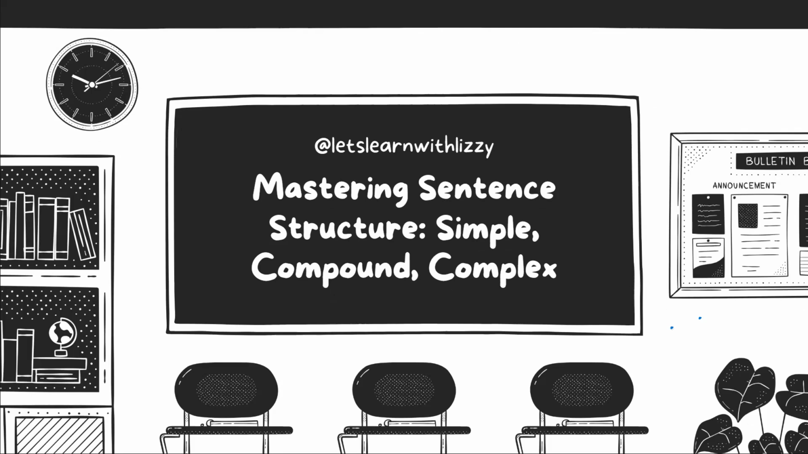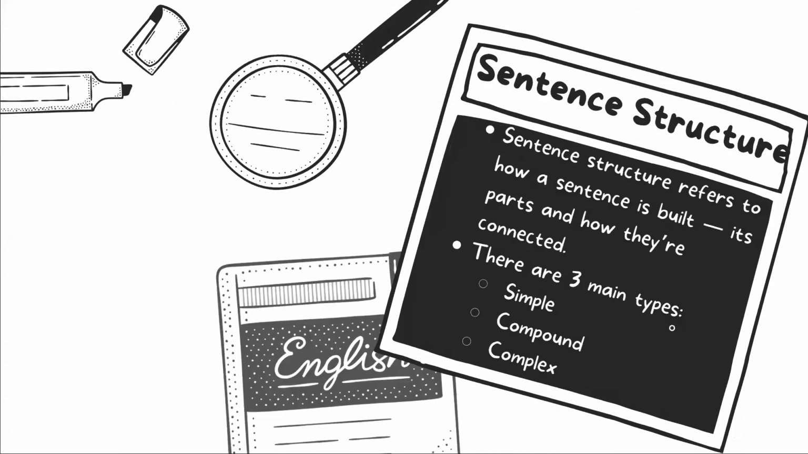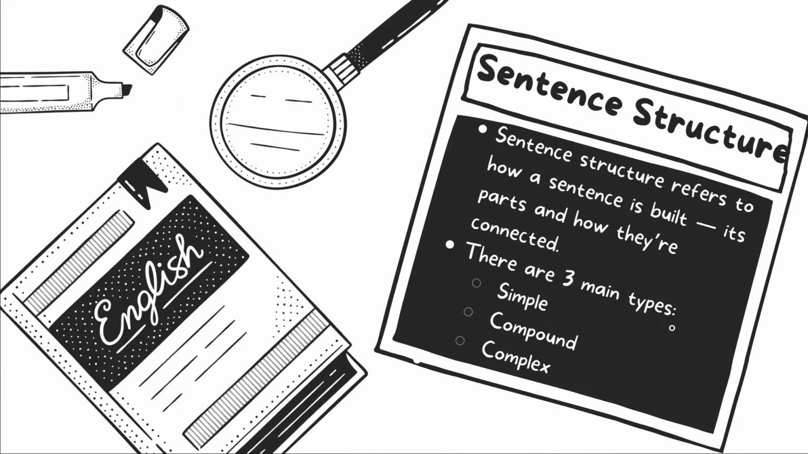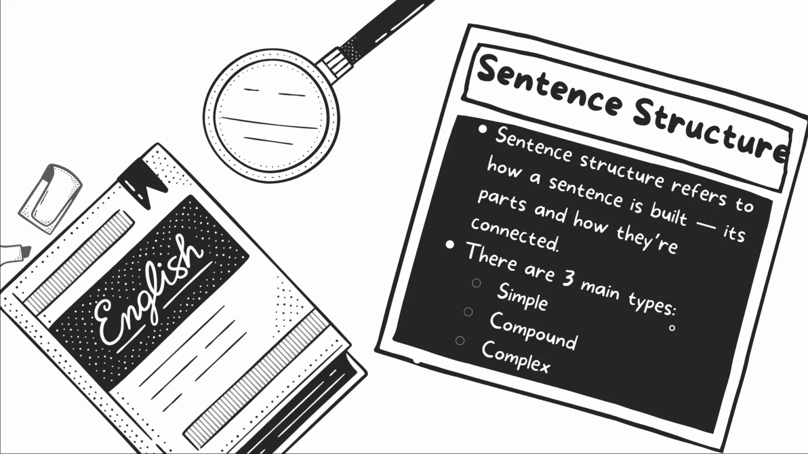Today, we are unlocking the power of sentence structure. Let's dive into the world of simple, compound, and complex sentences. Grab your grammar goggles, we're going in. So, what exactly is sentence structure anyway? It's how we build sentences, kind of like stacking Lego blocks. There are three main types of sentence structures: simple, compound, and complex. Each one is like a different kind of sentence superhero. Let's meet them one by one.